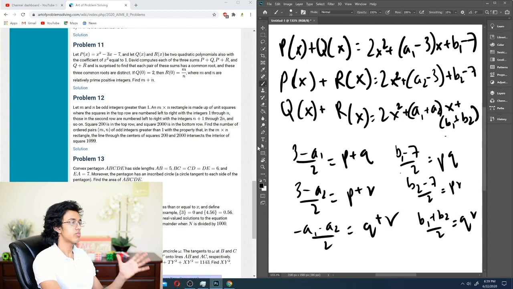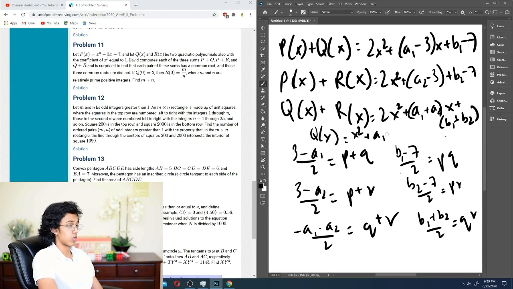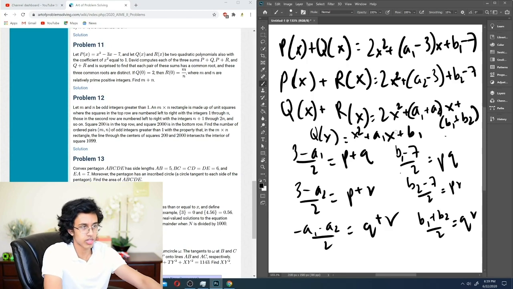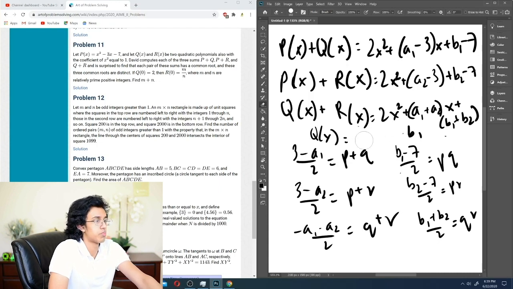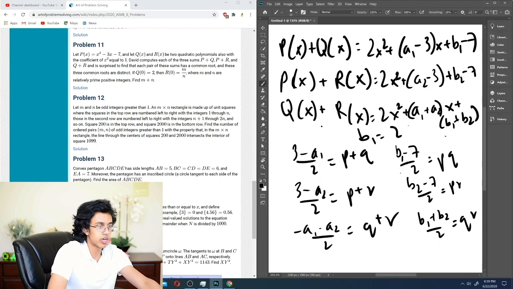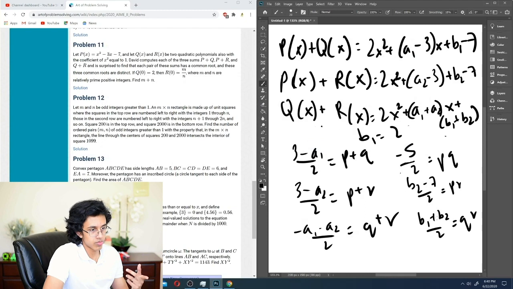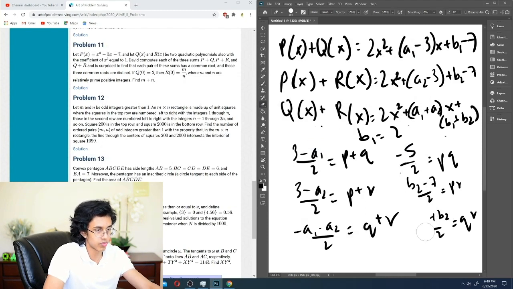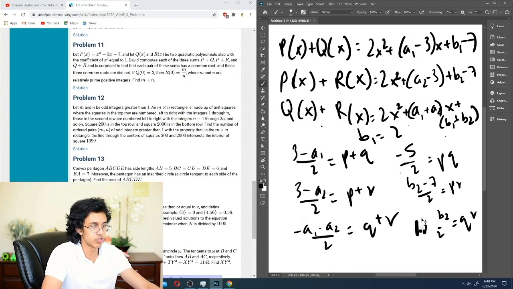And then the third sentence we could actually use in a different way, right? Basically, we know that q of 0 is 2, so that means that q of x is equal to x squared plus a1 x plus b1, and if we plug in x equals 0, then the only thing that's left is b1. Okay, epic, so now we know that b1 is equal to 2. Very good stuff. So now we can plug it in here, and we get that pq is negative 5 over 2, and this one becomes a simpler equation. This becomes (1 plus b1) over 2.